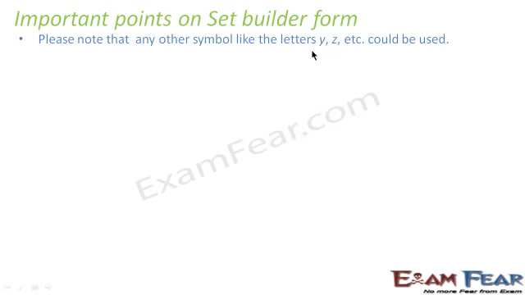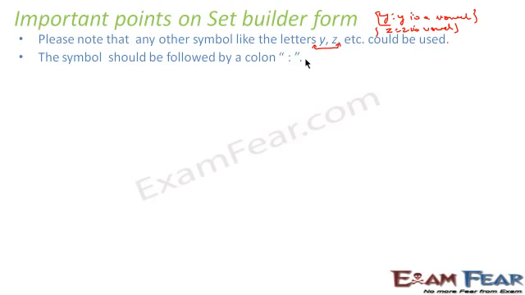The first is, instead of letter X which we have used, we can use any of the letters. For example, we can say Y is a vowel. We can do something like this. Instead of X we can say Z also. We can say Z is a vowel. So we need not use X. Now this colon is very much mandatory.